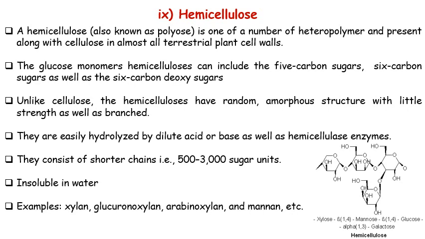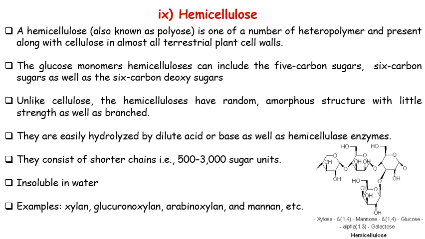The monomers of hemicelluloses can include 5 carbon sugars, 6 carbon sugars, as well as 6 carbon deoxy sugars. That is why we call it a heteropolymer, because it does not contain the same kind of monomers. It has different kinds of monosaccharides, like 5 carbon, 6 carbon, or even 6 carbon deoxy sugars. So unlike cellulose, hemicellulose has a random amorphous structure with little strength, as well as being branched. It means the strength of hemicellulose is less as compared to cellulose.